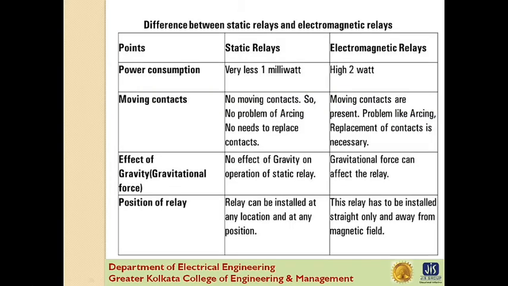Now, what is the difference between static relay and electromagnetic relay? The power consumption in static relay is very less, 1 milliwatt, and for electromagnetic relay, power consumption is high, around 2 watt. Moving contacts: in static relay, no moving contacts are required, so no problem of arcing, no need to replace the contacts. In electromagnetic relay, moving contacts are present and problems like arcing and replacement of contacts arise.